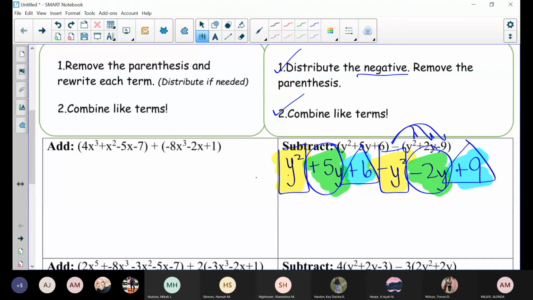This says y squared minus y squared. That's the same as like 1 minus 1, which is 0. So we don't have any more y squareds. But 5y minus 2y should be what? What's 5 minus 2? So I should get 3y. I'm crossing these out because I've used them. And 6 plus 9, please. What does that come to? 15.